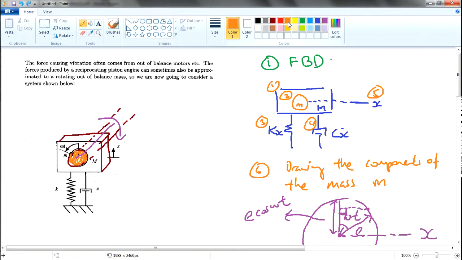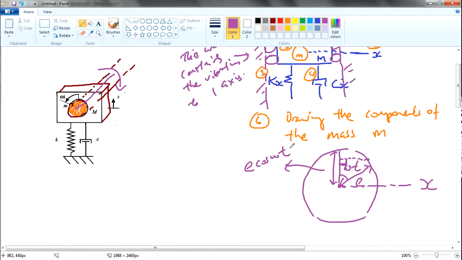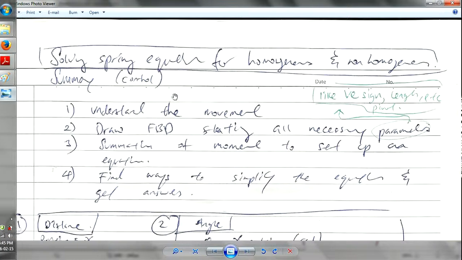So what we're going to do is to draw a roller. This roller will constrain the movement in terms of the x-axis, I mean in terms of the y-axis. So there will be only one vertical movement. Makes sense, right? So this wall constrains the vibration to one axis. Okay, so we have drawn a free body diagram.